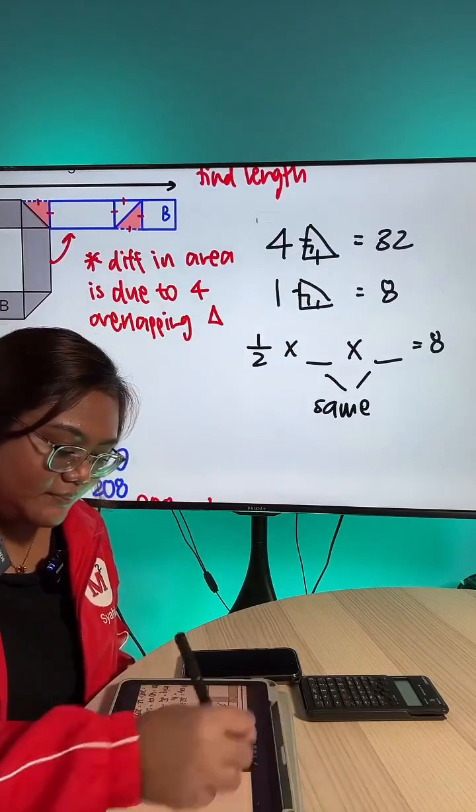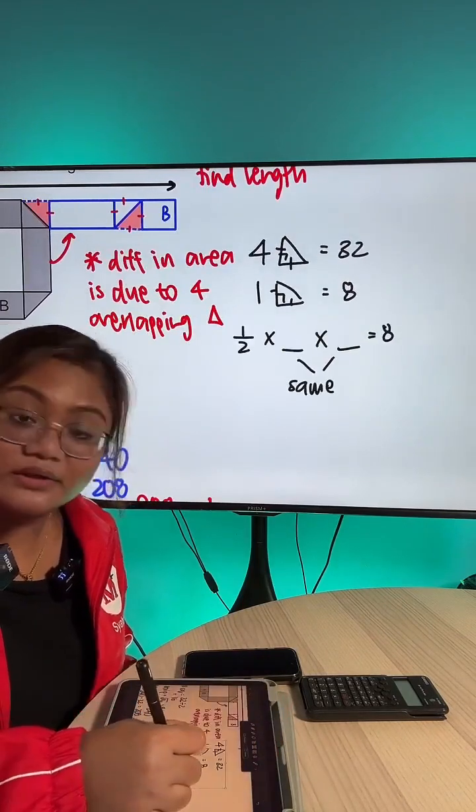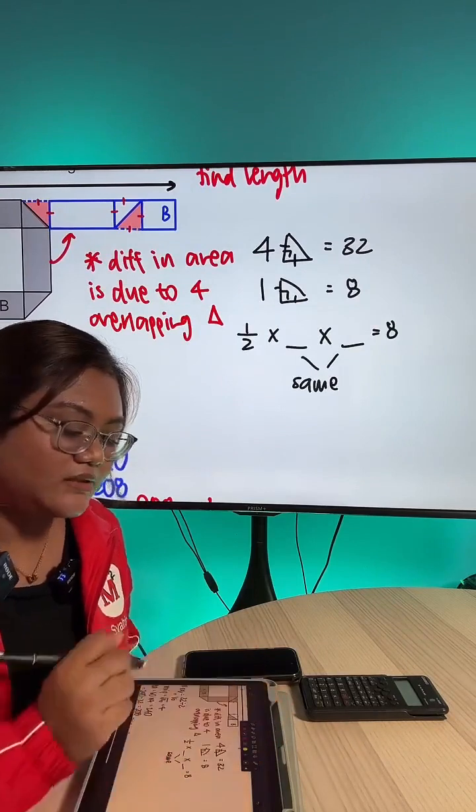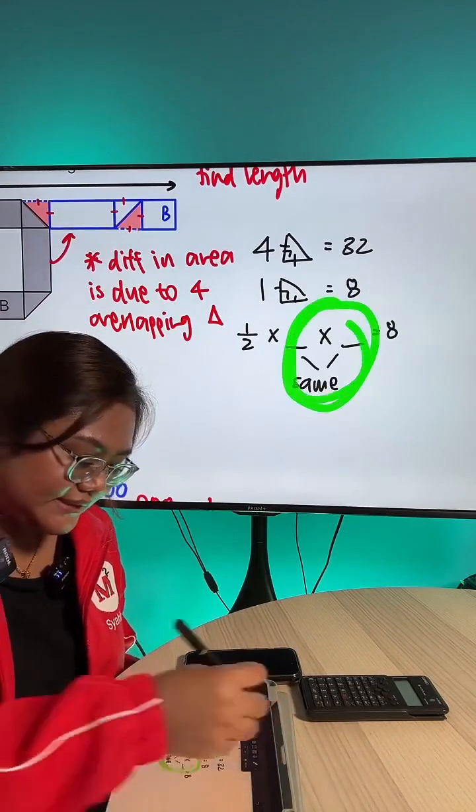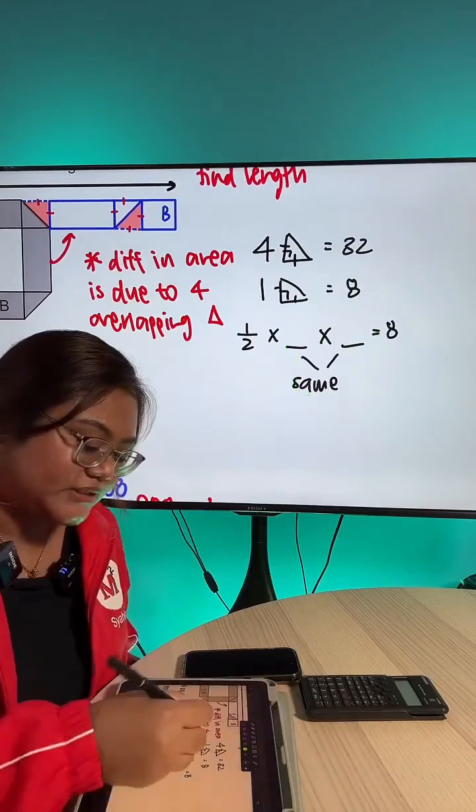Okay, let me make it a bit smaller so you're able to see what I'm writing. Why do I find 2 triangles instead of 1? It's because I want to find a square, because I want to focus on this. So if I find one triangle, I have extra steps to do.